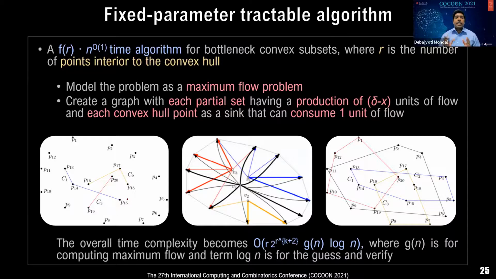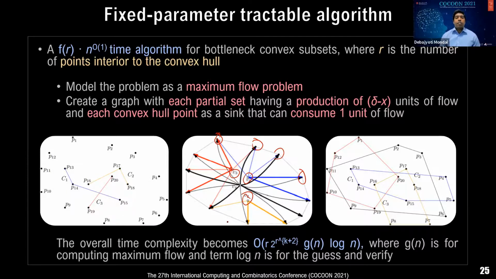What we do is we create an auxiliary graph where these partial convex subsets are vertices like V1, V2, V3, and then we use these convex hull points as sinks. Now we have a production of delta minus x units for each of these inner vertices, and each convex hull point acts as a sink that can consume 1 unit of flow. Now, after we solve the maximum flow problem, we can turn these into convex subsets, as you can see on the right.